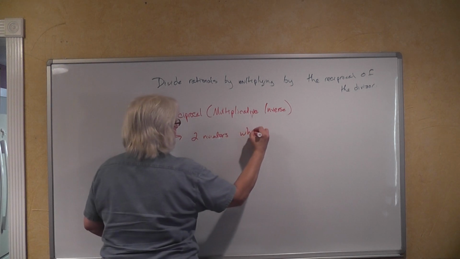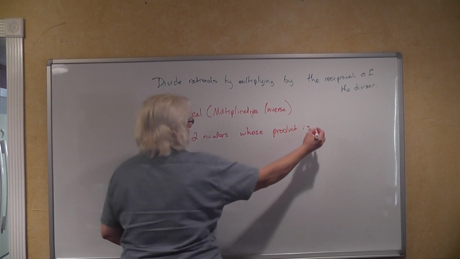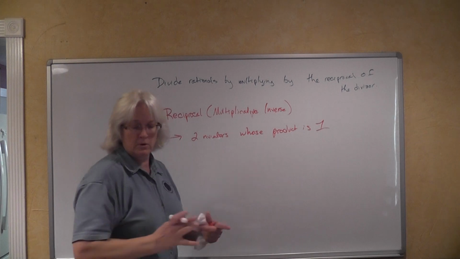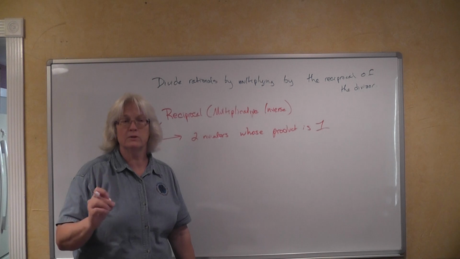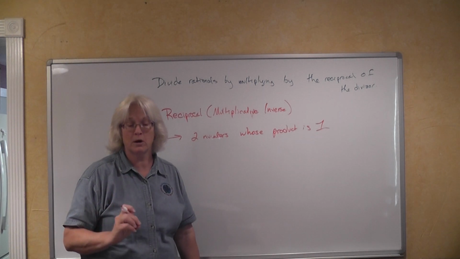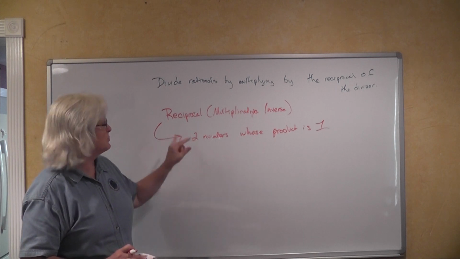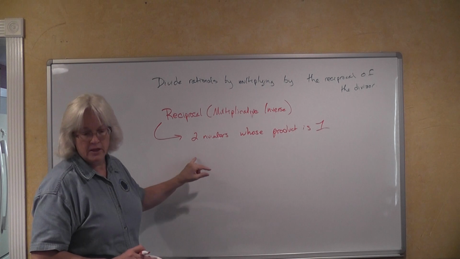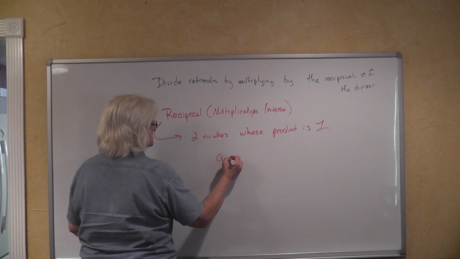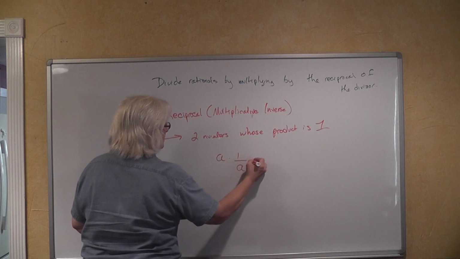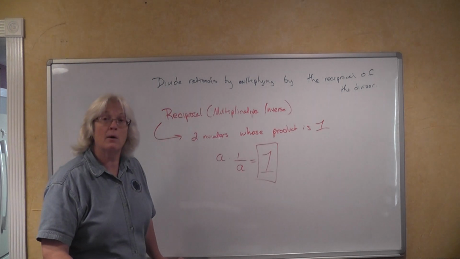Two numbers whose product is 1. You take a number, you multiply it by its reciprocal, the answer is always 1. And our multiplicative inverse property tells us exactly this, that if you take a number, multiply it by its inverse, which is where you stand that number on its head, turn the fraction upside down if you will, that answer is always equal to 1.